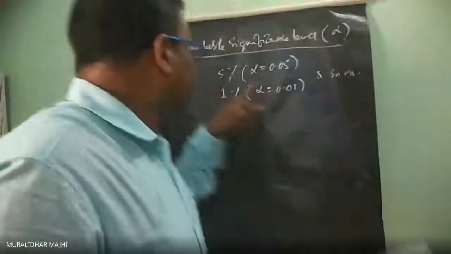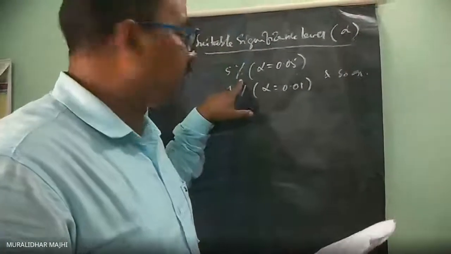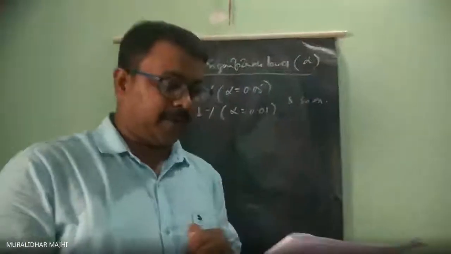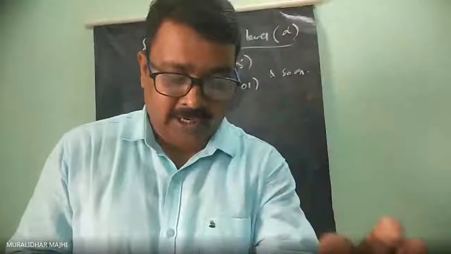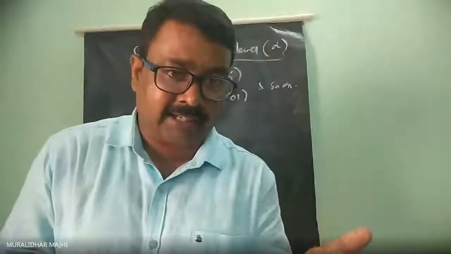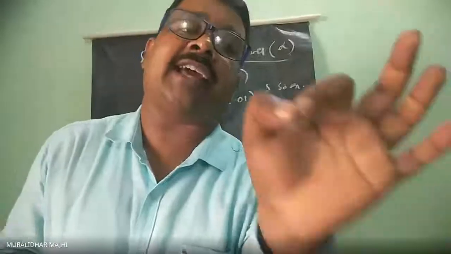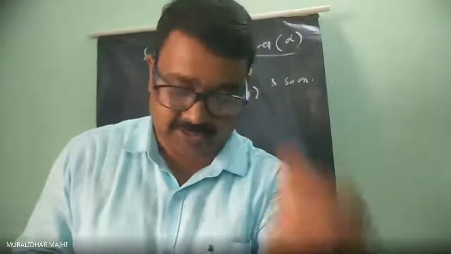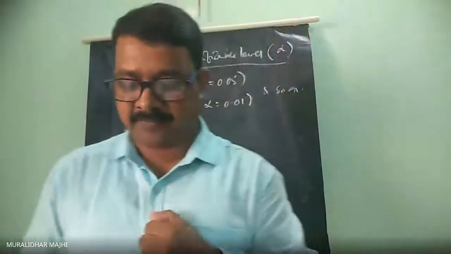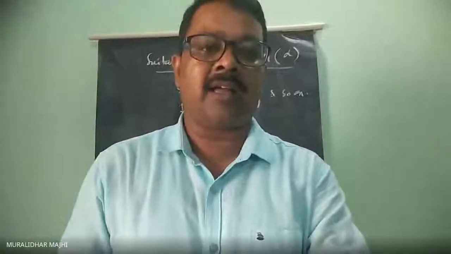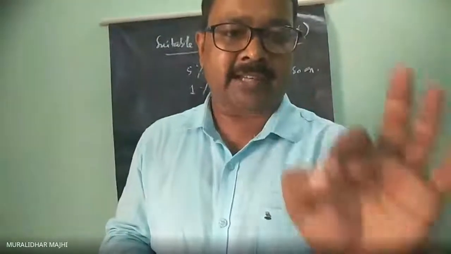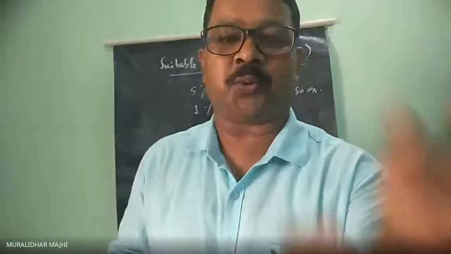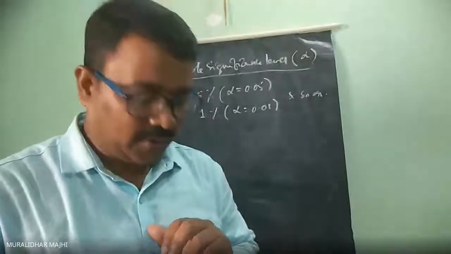If it is 5% level of significance, see to the blackboard, dear student. If it is 5% level of significance, what does it mean? It means 5 out of 100 are likely to reject a correct H0. Lekha, write down please. If it is 5% level of significance, this means 5 out of 100 are likely to reject a correct H0. Okay?